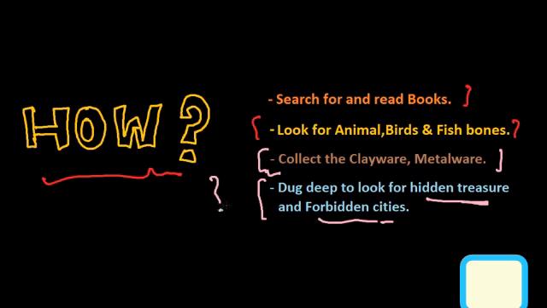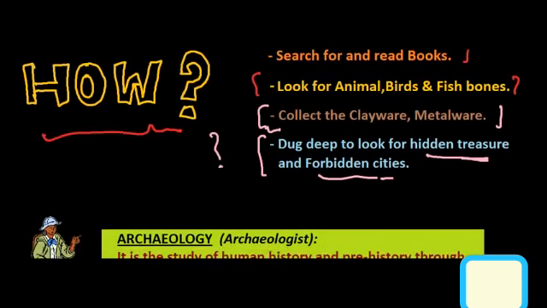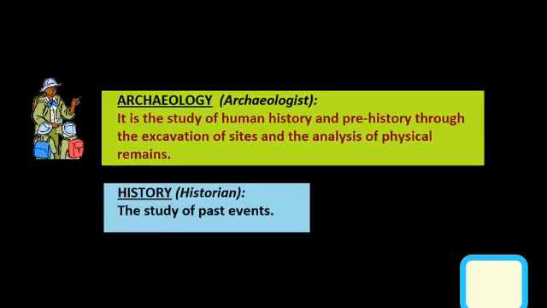Now, another question arises here again: who looks for them? And the answer is, archaeologists and historians are the people who check for such things. It's a new word that we are going to introduce here: archaeology. Archaeology is the study of human history.